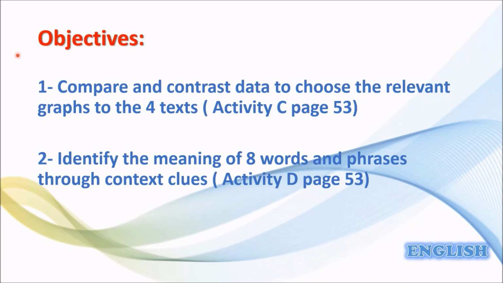In our lesson today, we will cover two main objectives. First, you will compare and contrast data or information to choose the relevant graphs to the four texts through Activity C, page 53. Second, you will identify the meaning of 8 words and phrases through Context Clues, Activity D, page 53.